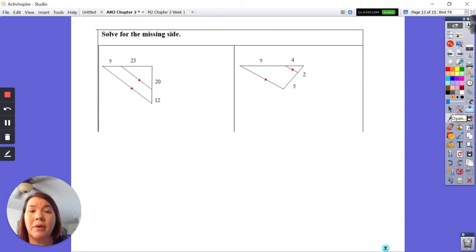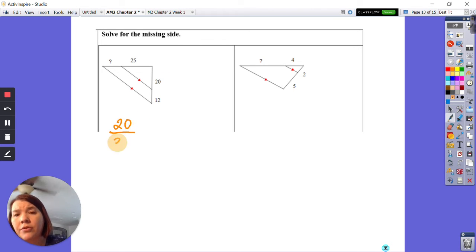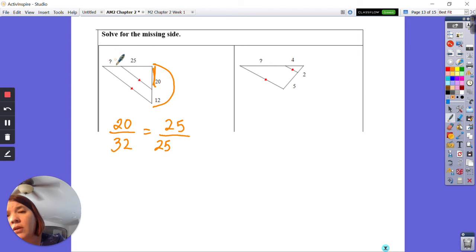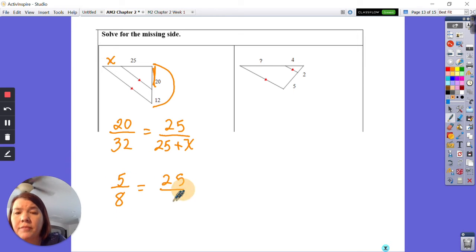So 20 over 32, part over whole, equals 25 over 25 plus question mark. We're going to use x for the question mark. Let's see, I'm going to simplify this fraction first. 4 goes into both of them, so it's 5 over 8 equals 25 over 25 plus x. I times 5 by 5 to get this. So 40 is going to equal 25 plus x.